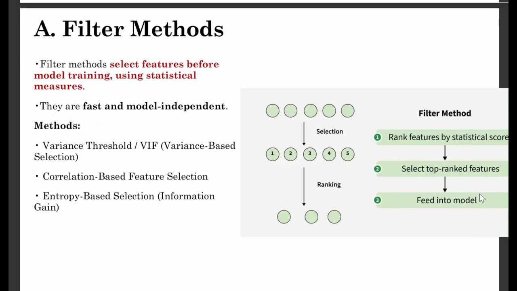Filter methods select features before model training using statistical measures. They are fast, model independent, meaning they don't depend on any specific algorithm, and they are the first line of defense in feature selection. Filter method 1.